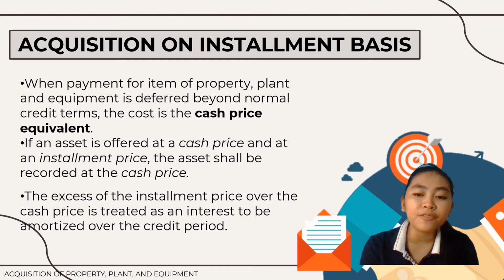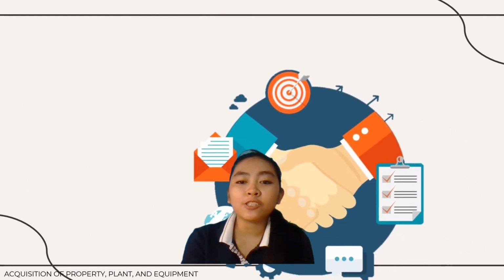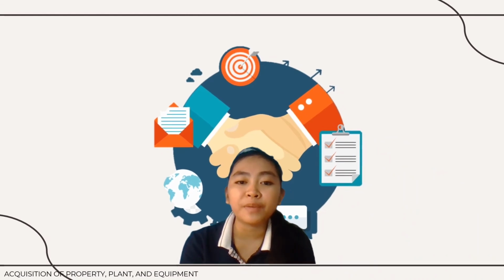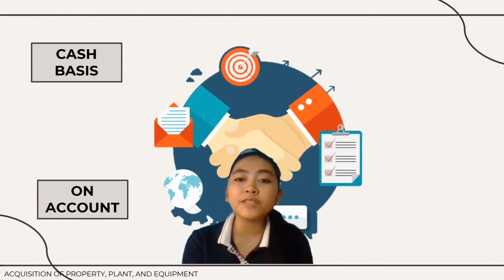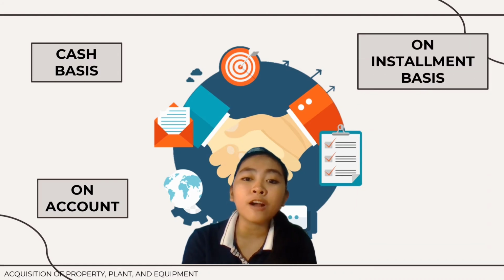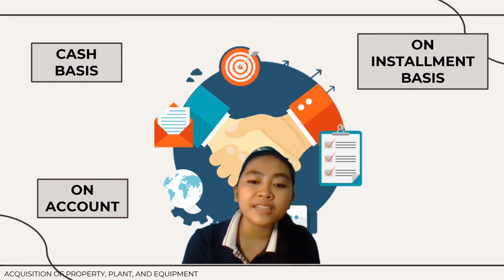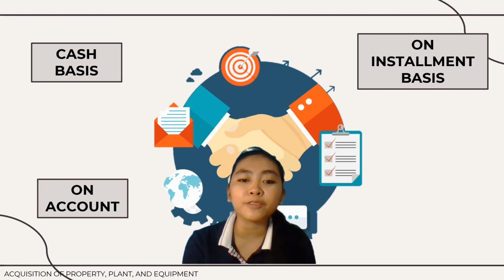As a recap, ang tatlong acquisition of PPE ay acquisition on cash basis, acquisition on account, and acquisition on installment basis. Sa cash basis, kasama sa amount ng PPE ang cost na nagastos sa pag-deliver at pag-install ng PPE at lahat ng attributable costs. Sa on account naman, ire-record ang amount ng PPE as cost minus discount, and sa installment basis naman, ang cash price ang ire-record at i-charge na lang as interest expense ang excess na installment over cash amount.